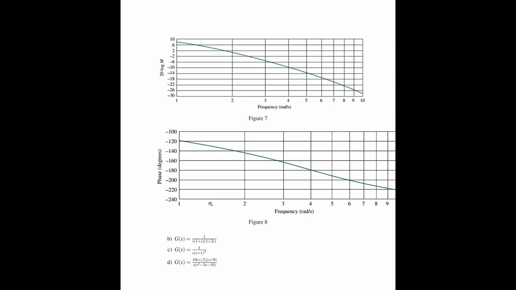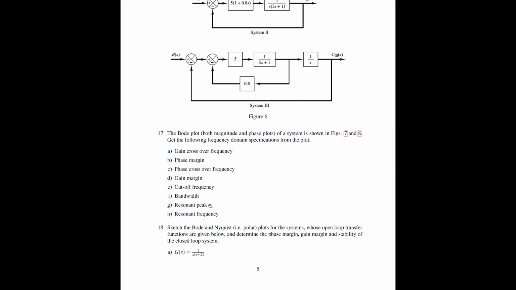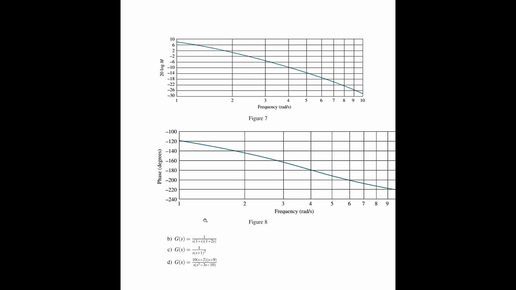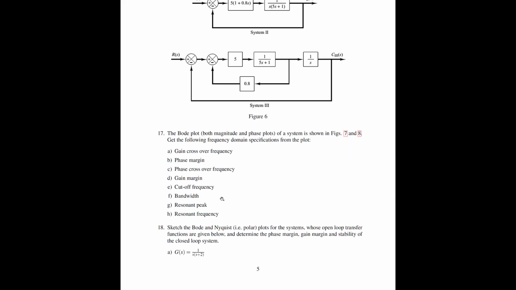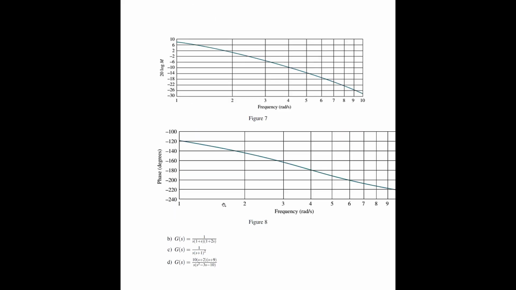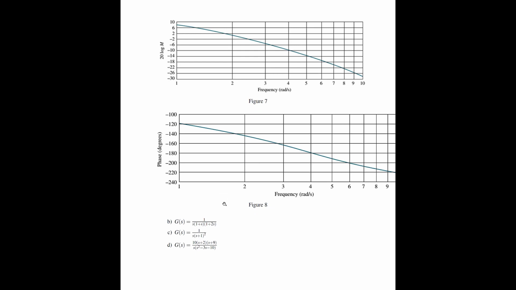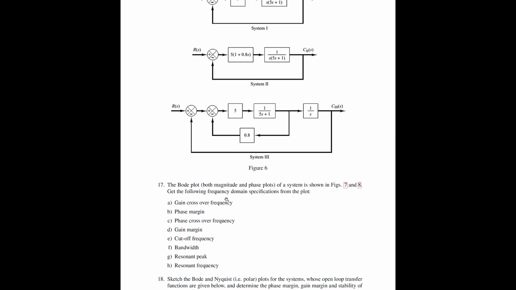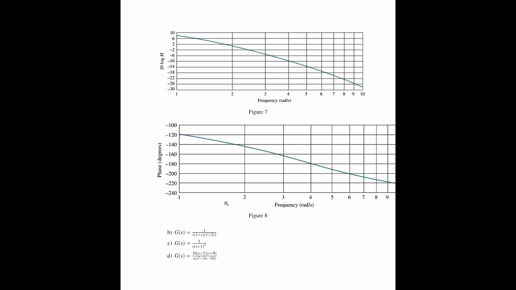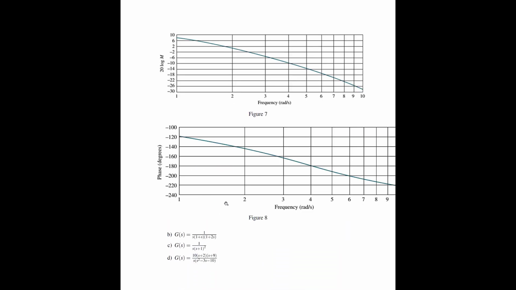And resonant peak, I don't see any resonant peak in this, so resonant peak and resonant frequency may not be valid for this Bode plot. You should be able to see some kind of peak rising, and only then will you be able to get the resonant peak and resonant frequency. So we don't have those values. These polar plots and Bode plots have been well discussed in the class, so I am not covering them.